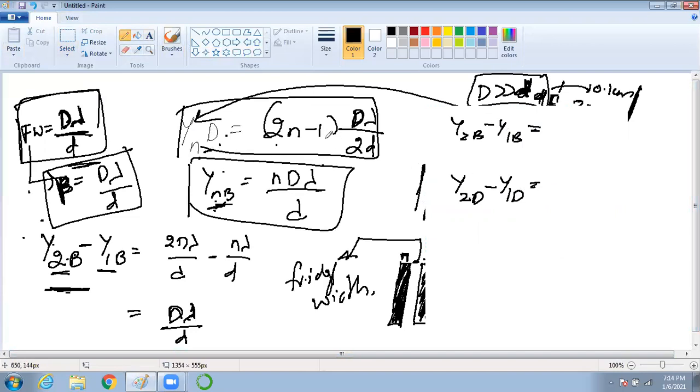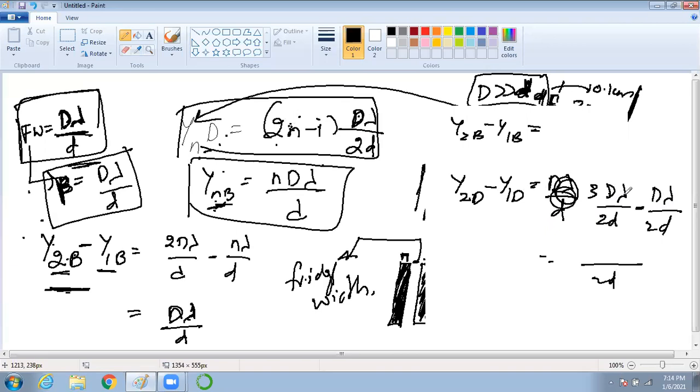Yes or no? Yes, sir. So substitute 1, what it will be? It will be 2 minus 1, it will be d lambda by d. Sorry, first we'll substitute 2, no? If you substitute 2, 2 twos are 4, 4 minus 1 is 3. So 3d lambda by 2d minus d lambda by 2d. Then it will be 2d, and 3d lambda minus d lambda is 2d lambda.